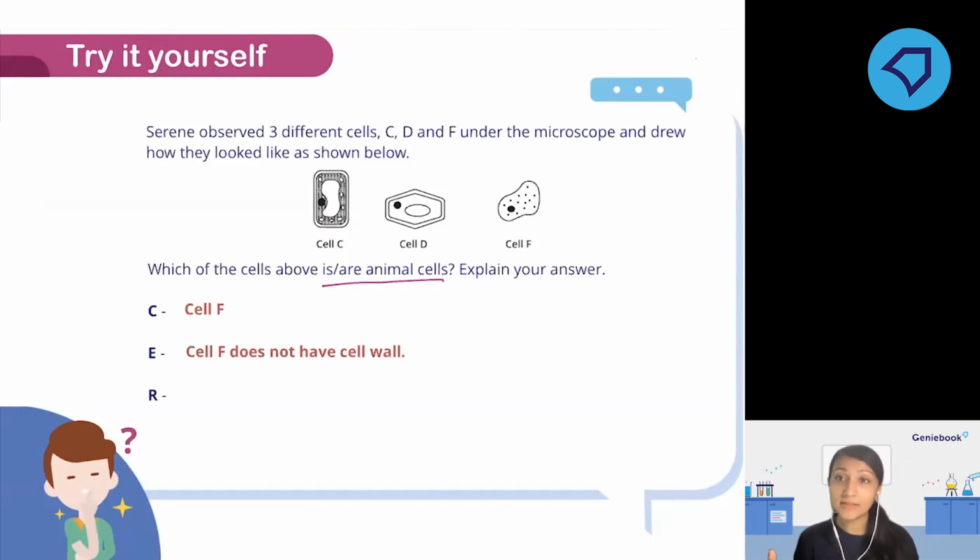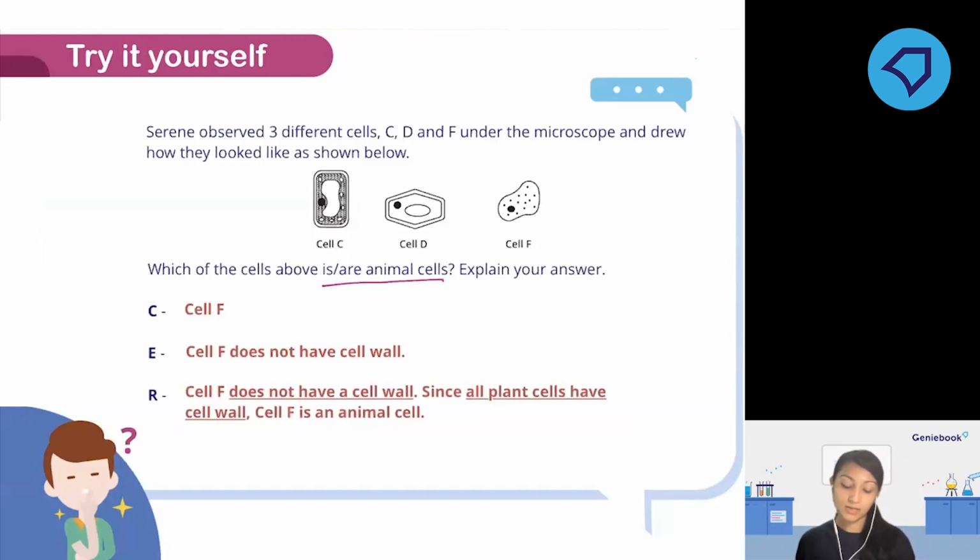Because only, Celeste is correct. Only plant cells have cell walls, and this is true for all plant cells. Even the special types of plant cells, they all have cell walls. Okay, so you can write it down this way. You can say that cell F does not have a cell wall. That's your claim. And then your evidence is, since all plant cells have cell wall, okay, cell F is an animal cell.